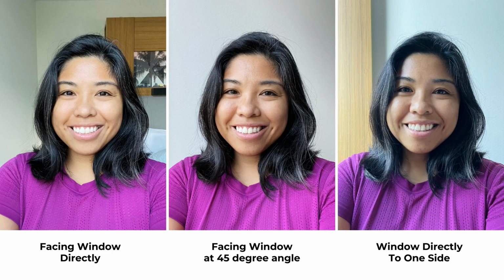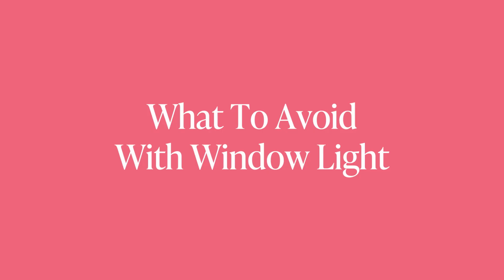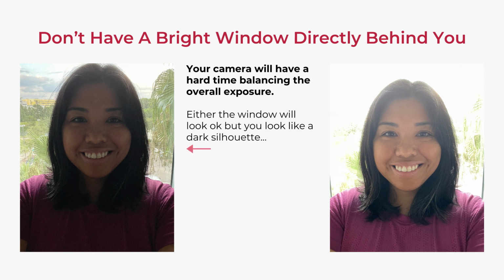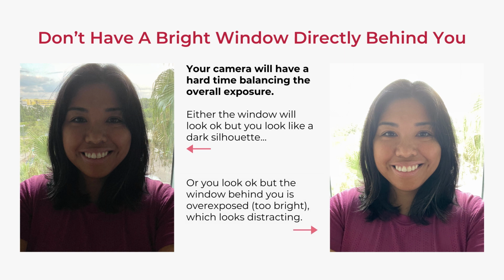So now that I've shared which angles to use, let's talk about some common pitfalls to avoid when using window light. The first major thing to avoid is don't have a bright window directly behind you, because when you have a bright window directly behind you, your camera has a hard time balancing the overall exposure of your video. So either the window is going to look okay, like in this example here on the left, but then you're going to look pretty dark. Oftentimes you look like a dark silhouette. Or the opposite will happen where you're going to look fine, but the window behind you is overexposed, otherwise known as way too bright, and that can look really distracting in the video.